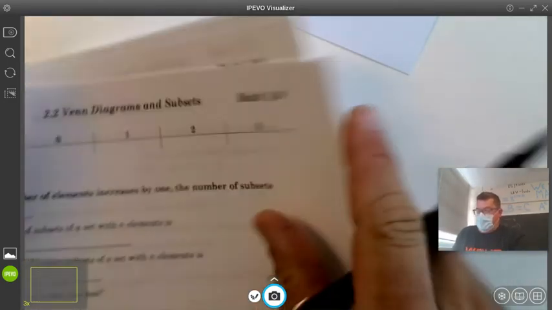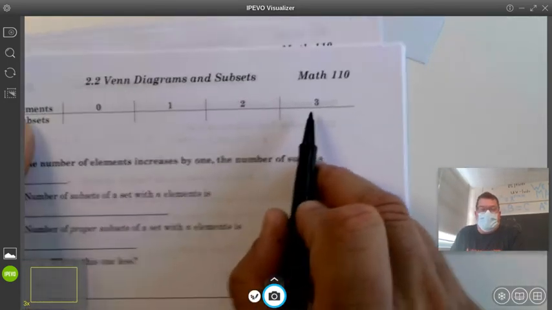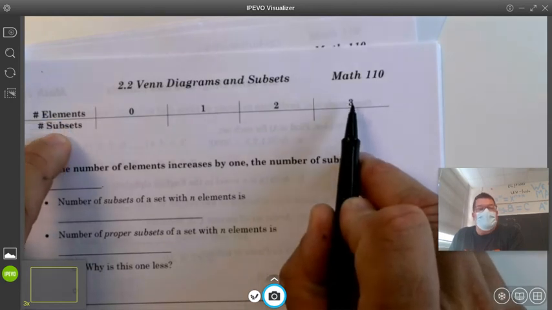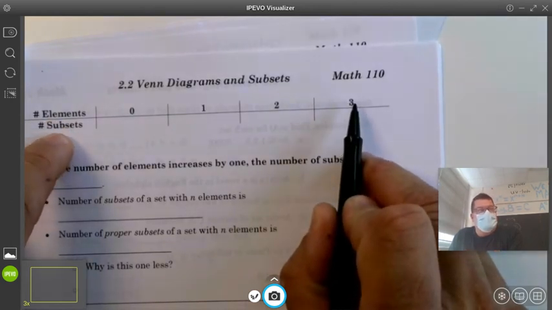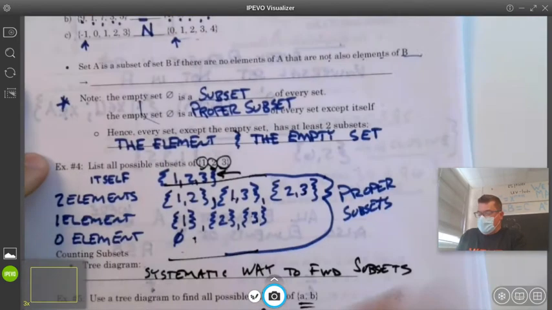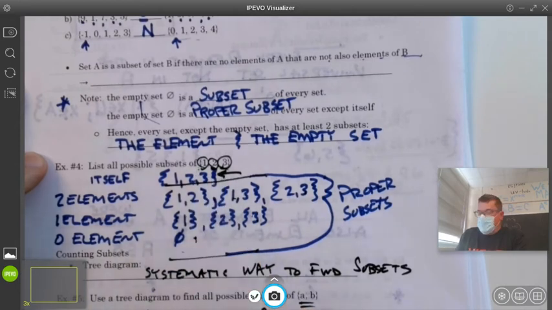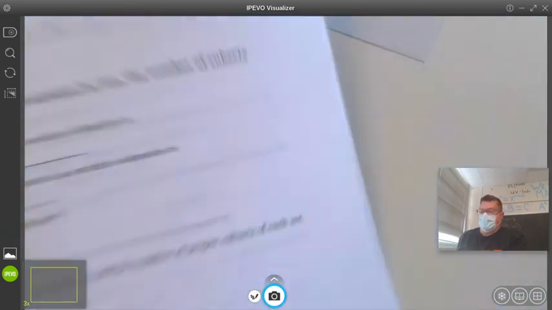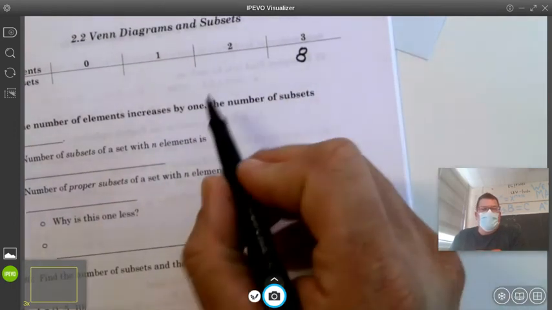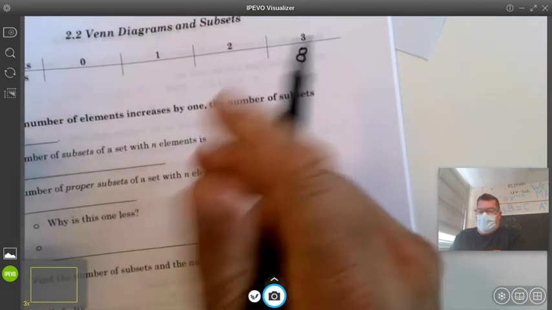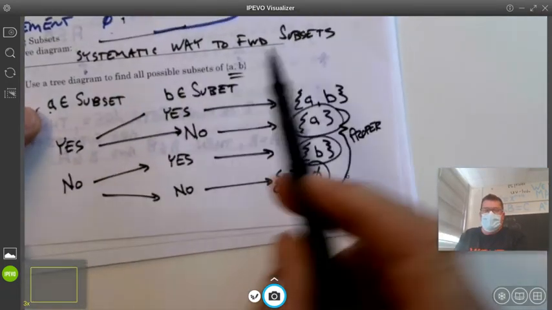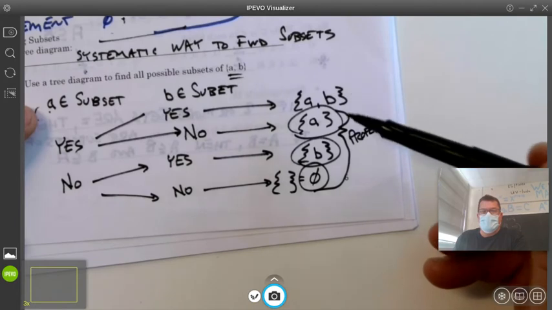Okay, so if there are 3 elements in the original set, how many subsets can we build? That's the one that we just looked at. When there's 3 elements, 1, 2, 3, how many subsets can you build? 8. When there's 2 elements in the original set, we just did that one. How many subsets can you build? 4.